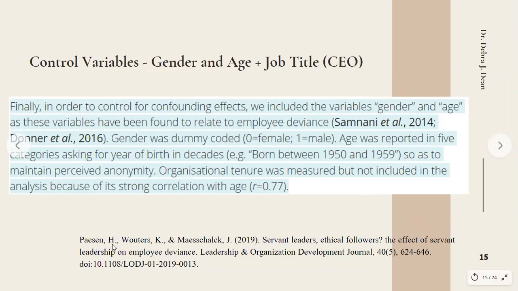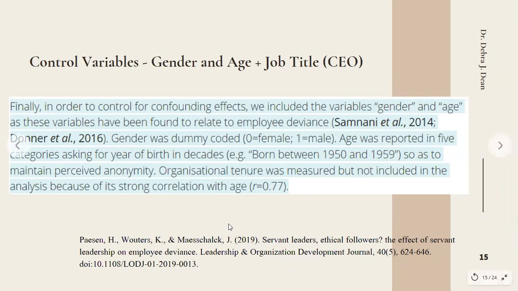study by Payson, Wooters, and Meshalek. And they say that in order to control for confounding effects, they included gender and age. Okay, so now we have a study that's already used gender and age, and that gives us the confidence that we too can use gender and age in our study. We're not just pulling this out of the air, someone else has already done it.